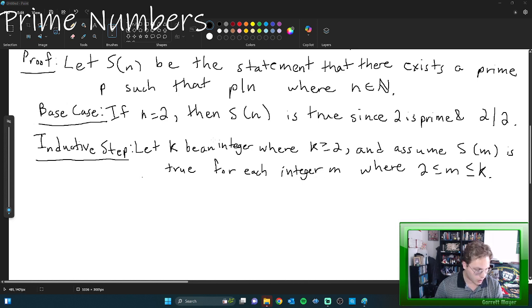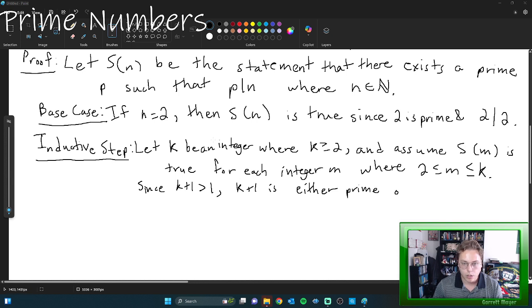So let's start with the fact that since k plus 1 is greater than 1, k plus 1 is either prime or composite. And what we're going to do here is split this situation into cases. So case 1. What we're going to show is that whether k plus 1 is prime or composite, S of k plus 1 is true.